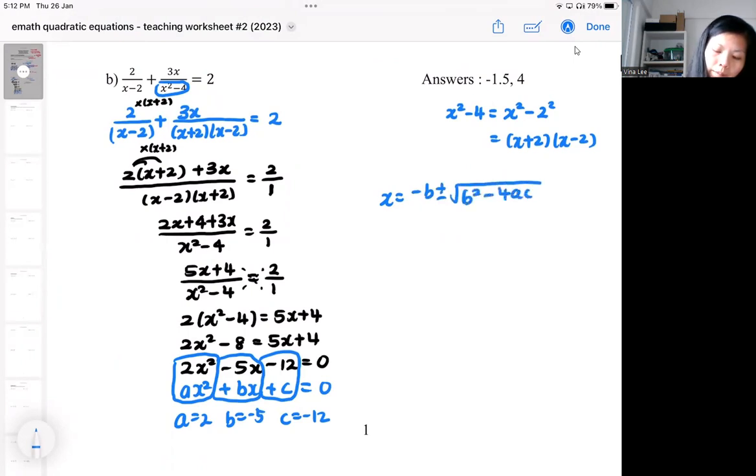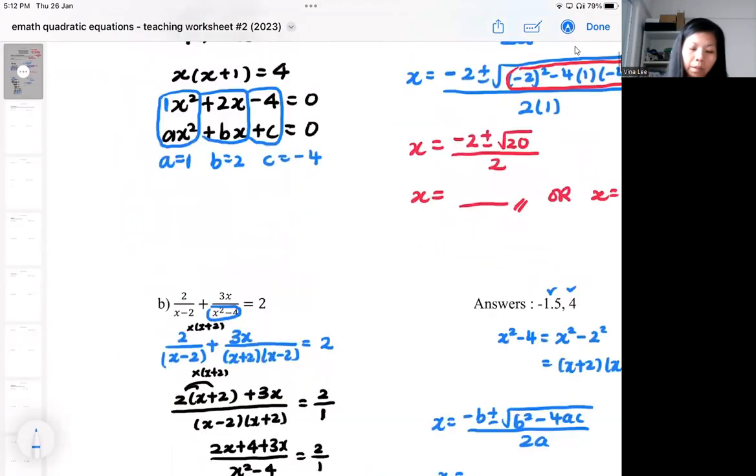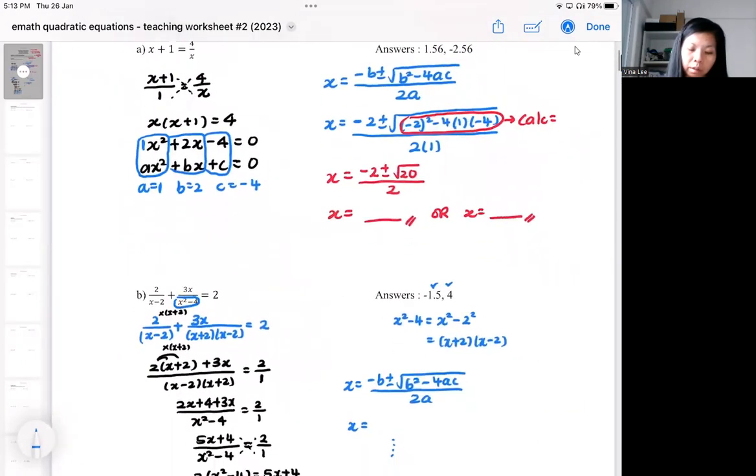So go and work it out and see that you can get the two answers. Okay, give it a try. So that will be the idea for fractional equation.